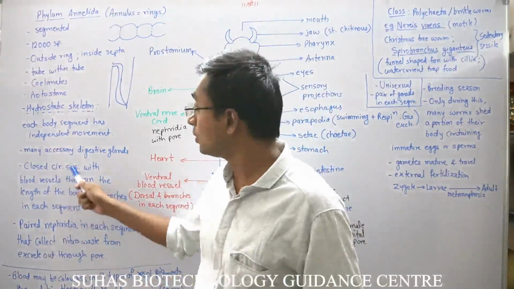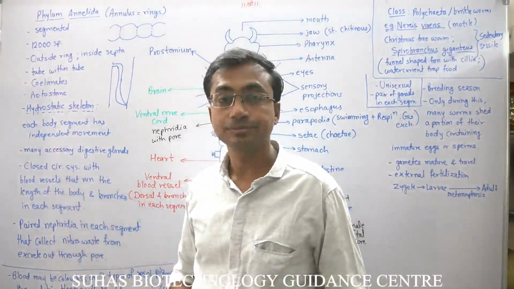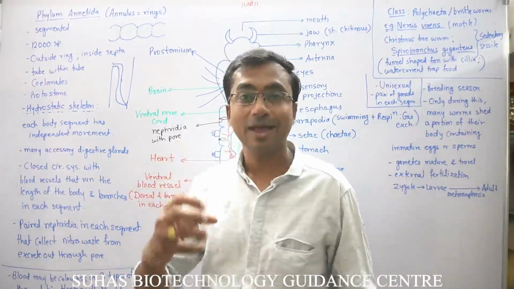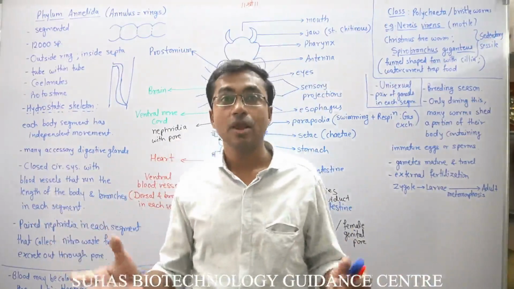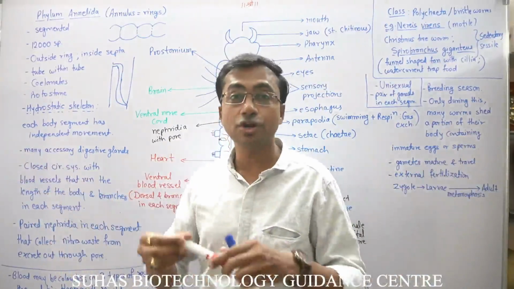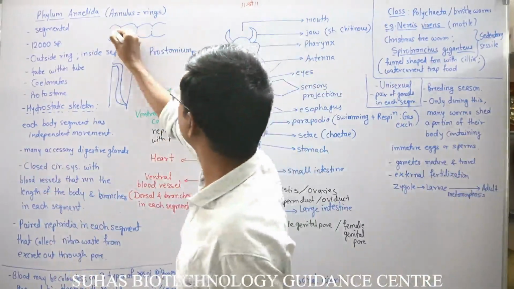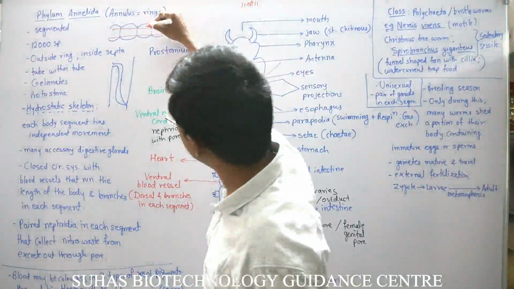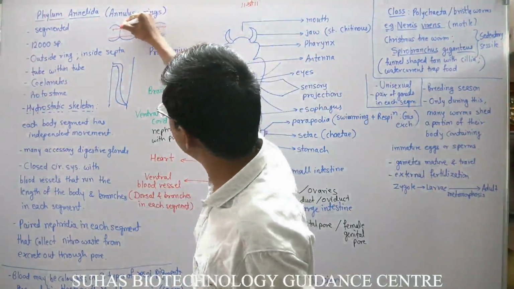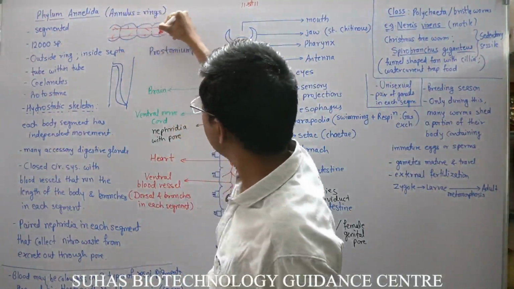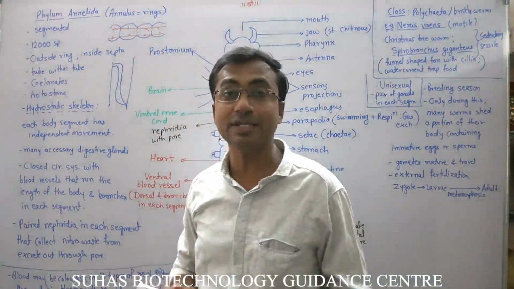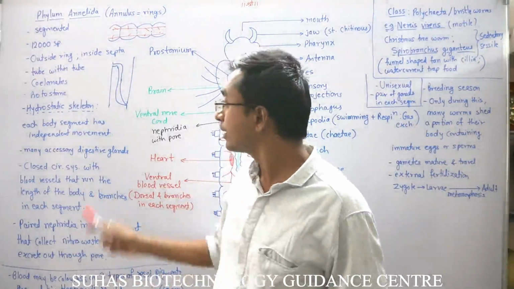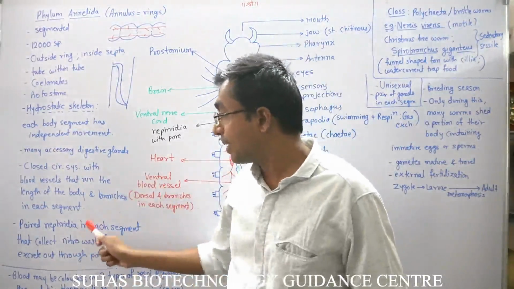Then they have a closed circulatory system. So as the circulatory system is closed, heart and blood vessels are there. Long blood vessels run throughout their body, and not only long blood vessels, but their branches are there in each segment. And that's why each segment is well circulated, and blood circulation is much faster, because it is a closed blood circulation system. Other than that, paired nephridia.